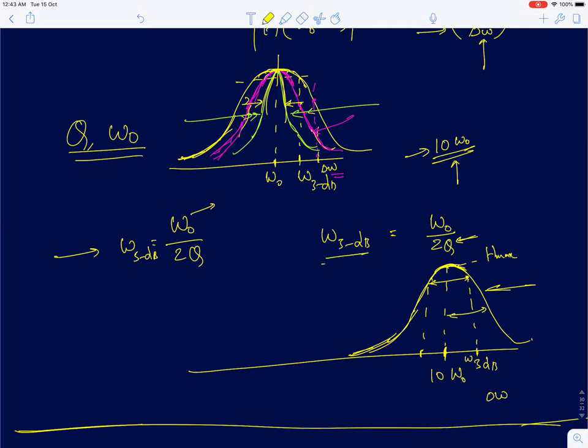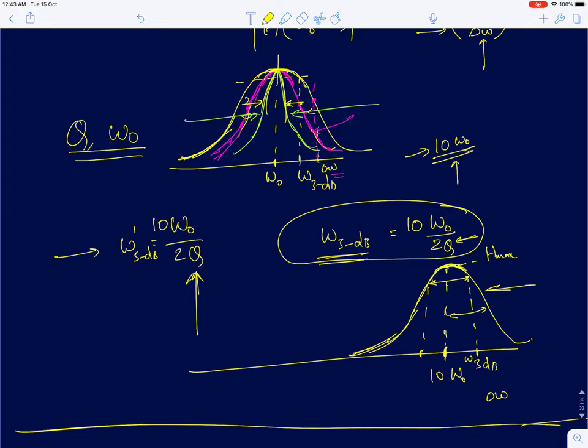Now what's going to happen to the 3 dB frequency is that, let's say somehow I'm going to keep the Q constant. I'm not changing the Q. If I keep the Q constant, if you look at this function, the 3 dB frequency is going to increase by 10 times because the new 3 dB frequency is going to be 10 omega naught by 2Q. All I did here was that I just increased omega naught to 10 omega naught.